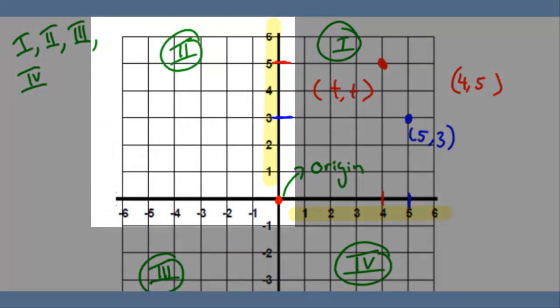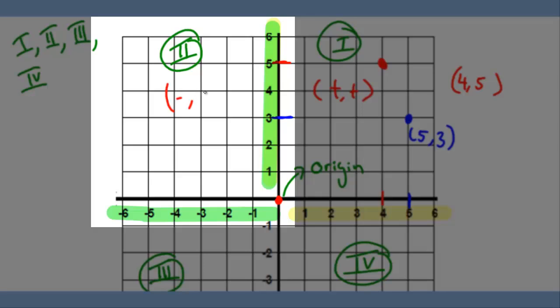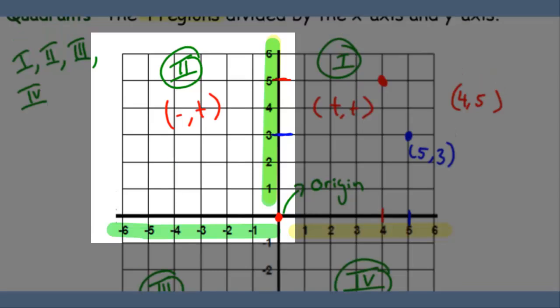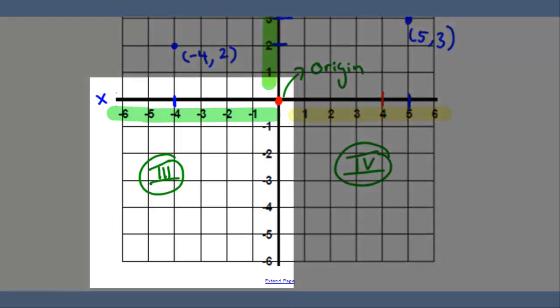In quadrant 2, the points on the x-axis are all negative and the points going up, which is the y-axis, are all positive. So points in this quadrant will be negative, positive. Now let's pick a point and try it out. This point will be (-4, 2) because on the x-axis it is going 4 to the left and on the y-axis it is going 2 up.